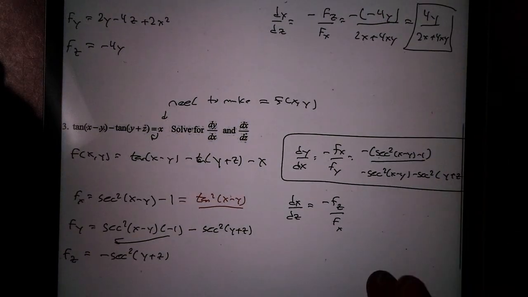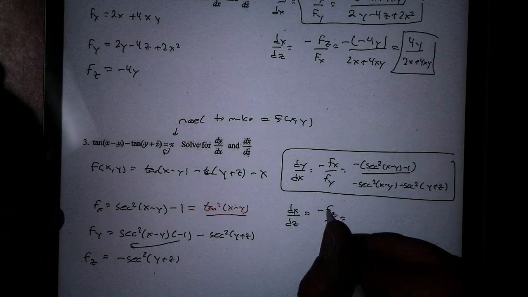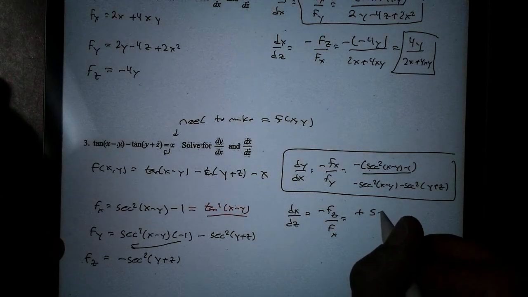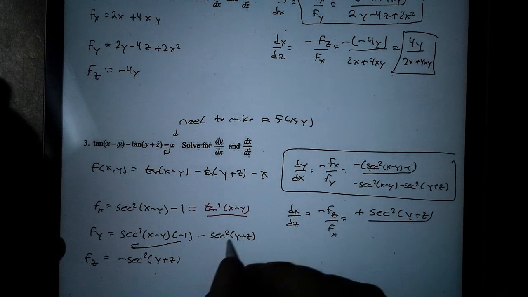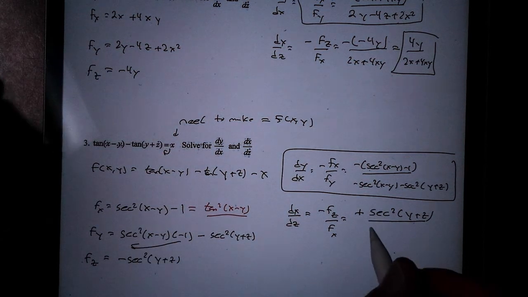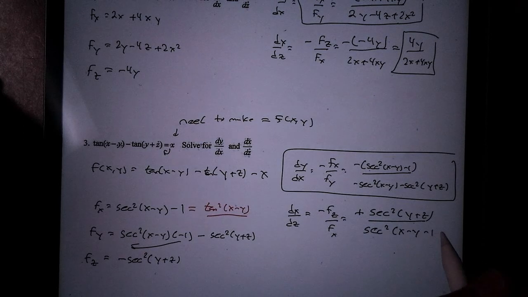And then to get the derivative dx dz, we take the negative partial with respect to z, so that becomes positive secant squared of y plus z over the partial with respect to x. And again, you can write it as the tangent if you want to, or in the secant form if you want to. Doesn't matter, I'm going to use the secant squared because that's what we already have at the beginning. Minus 1. Right there.